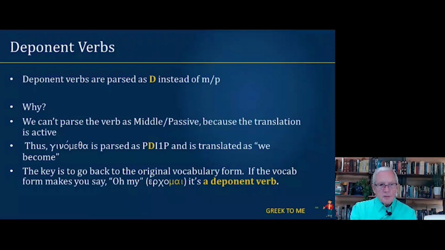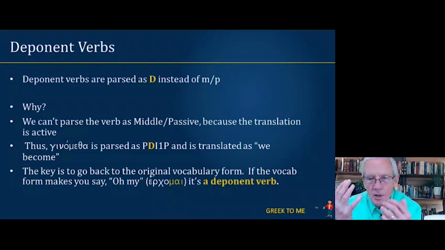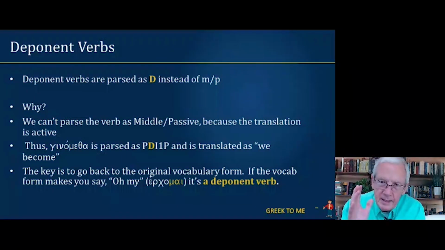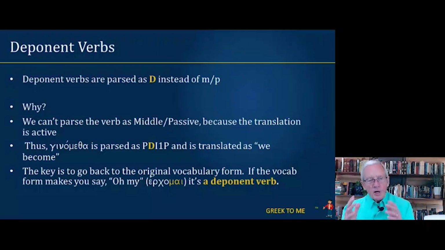Thus, ginometha there is parsed as a present deponent indicative, first person plural, translated, we become. It has a middle passive ending. It's translated actively. So for us, the key is to go back to the original vocabulary form. If the vocab form makes you say, oh my, as in erchomai, it's a deponent verb.